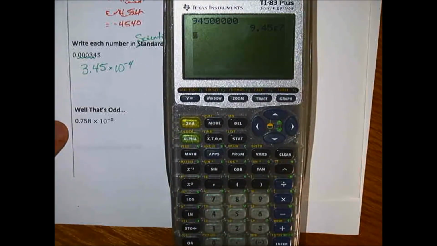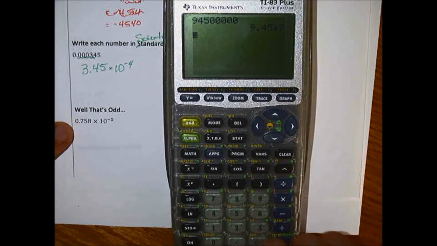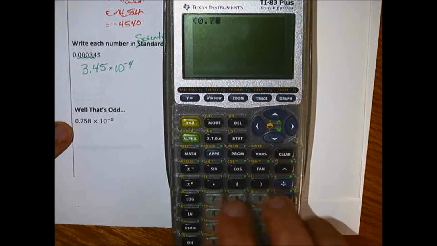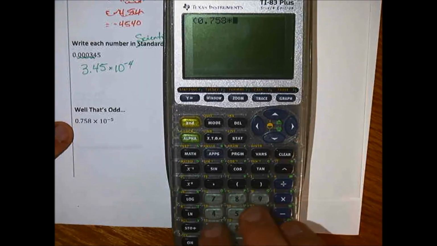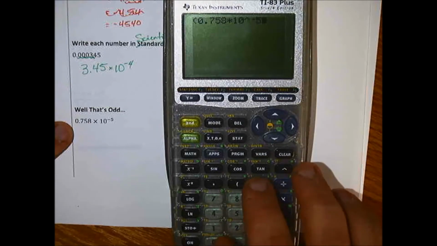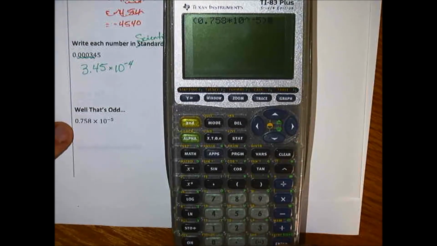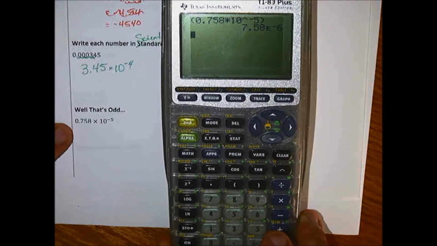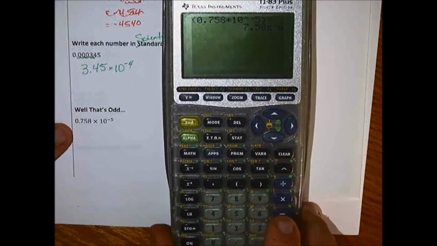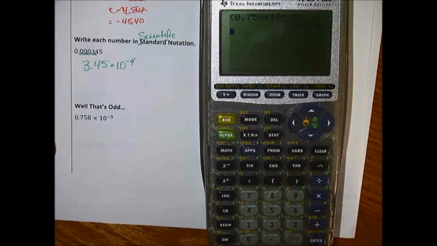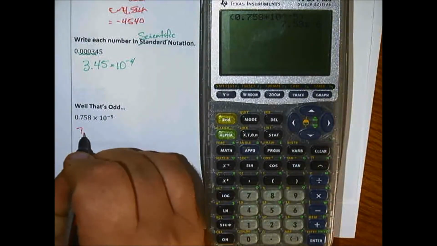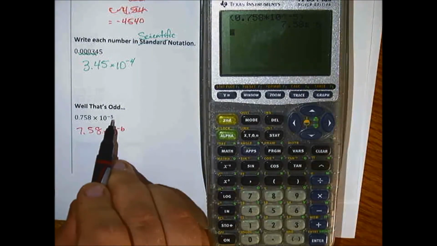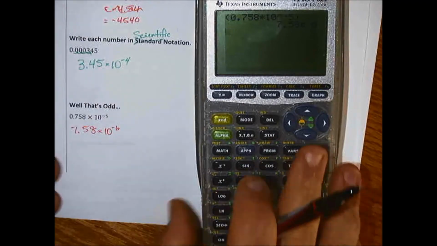What I'm going to do is type this in and see what it gives me in scientific notation. So 0.78 and 758 times 10 to the negative 5th, I'm going to put it in parentheses, and if I hit enter, it'll tell me exactly what I should write. 7.58 e to the negative 6, and we know that we just write that as 7.58 times 10 to the negative 6. So see, it changed my exponent, is all it did, and that's all that we're doing here.